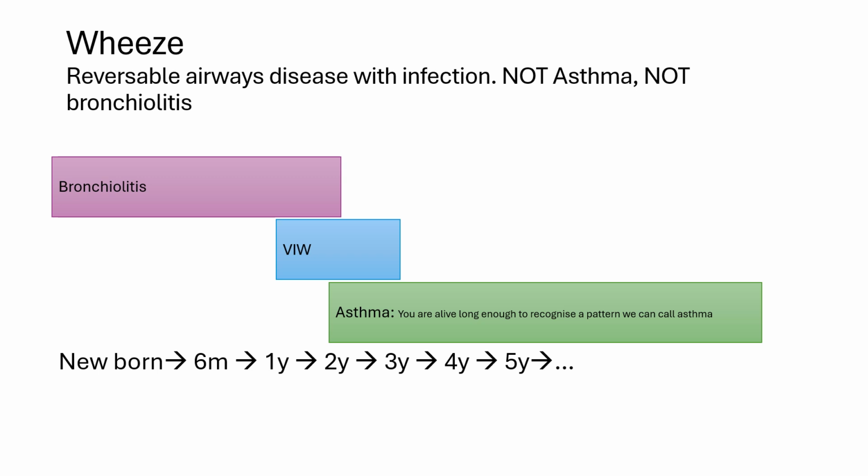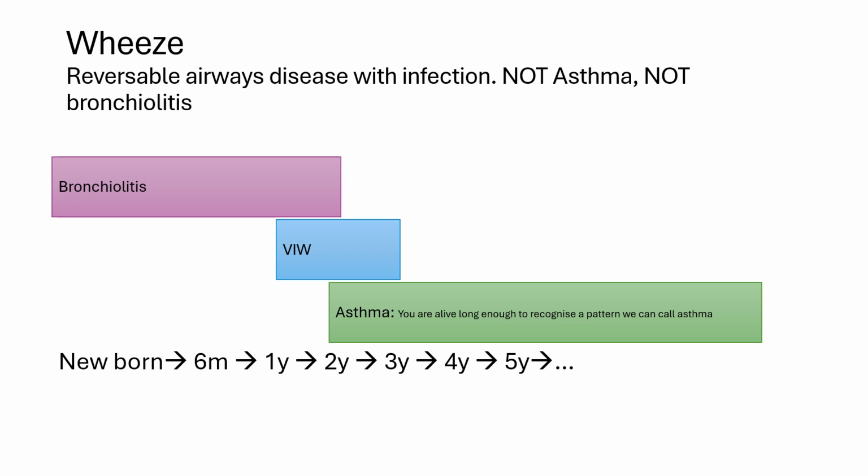I am aware, however, that there is some unhelpful overlap with children. Bronchiolitis presents from being a newborn. Until 1, it's usually bronchiolitis, not reversible airways disease. But obviously bronchiolitis continues until you're 2, and viral-induced wheeze tends to start from around 1. So you have a year's overlap of children that have some bronchiolitis symptoms and some wheeze symptoms.